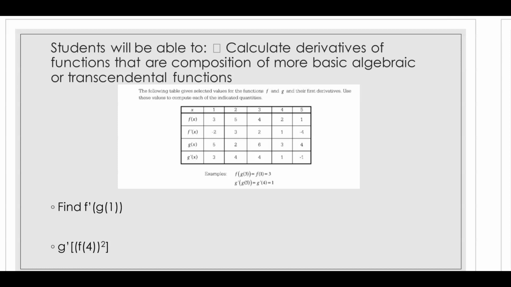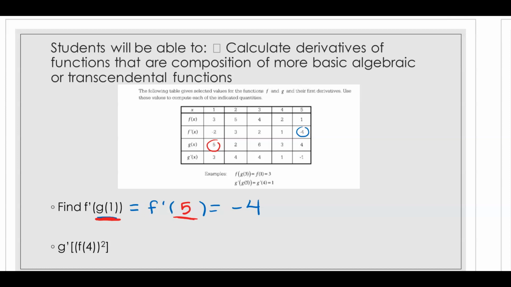So we know that with the chain rule, basically what we do is start from the inside and work our way out. So the first thing we're going to do is find g of 1 and replace it. So g of 1, according to the table, is 5. So we're going to put the 5 in there. And then what we're going to do is say, okay, what is f prime of 5? Well, f prime of 5 is negative 4. So f prime of g of 1 is really negative 4.